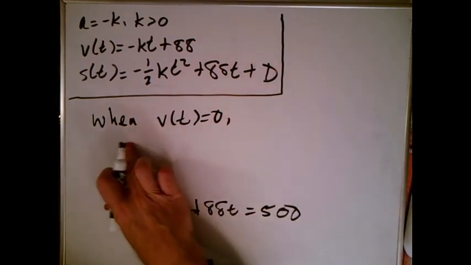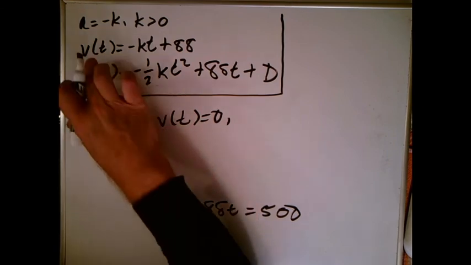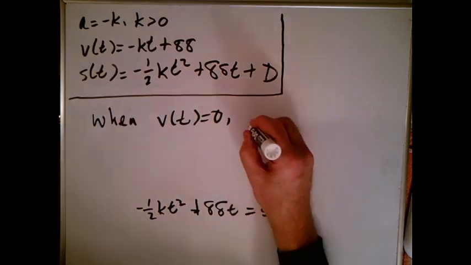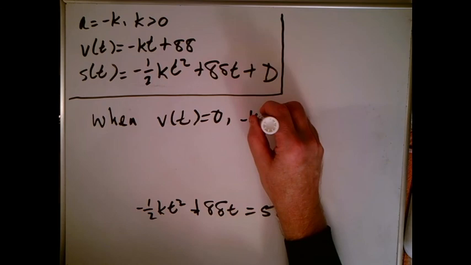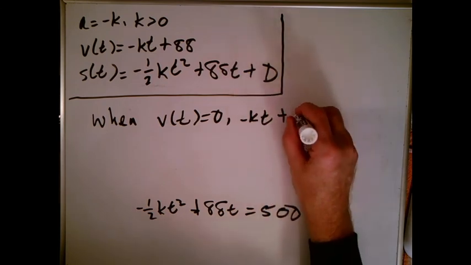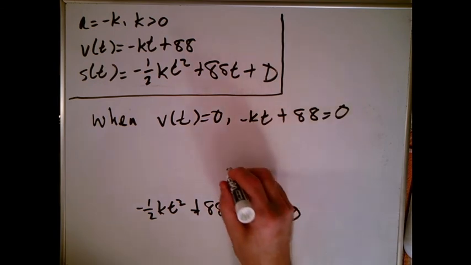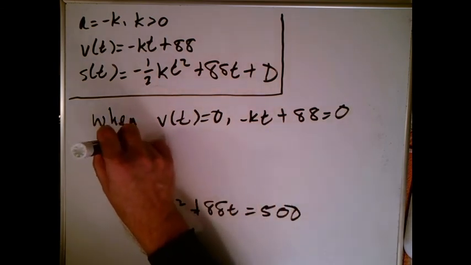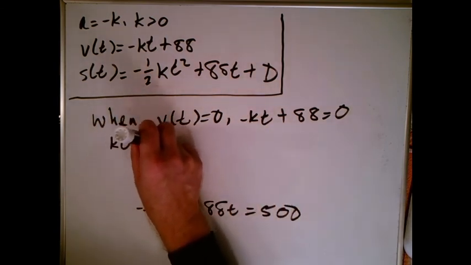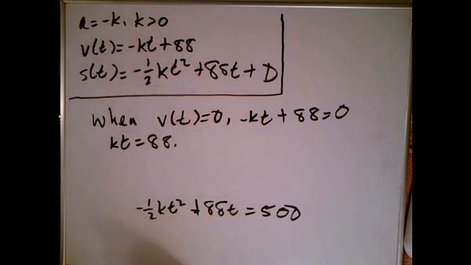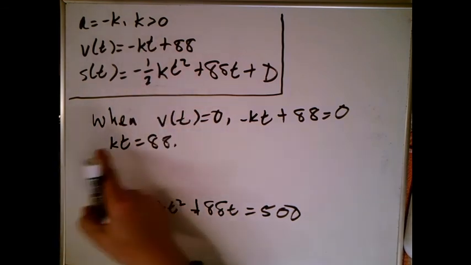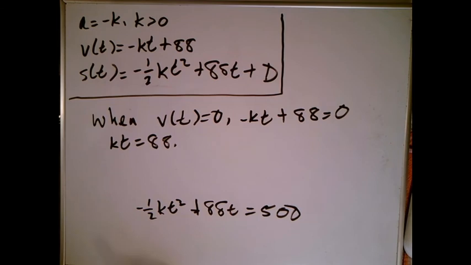Now, when v of t equals 0, we have a formula for v of t. This is the same thing as saying minus kt plus 88 equals 0. That's the same thing as saying kt equals 88. If I just wanted to do this in a straightforward fashion, I could solve this for k and plug into here. But I want to be as lazy as I possibly can. So this is what I'm going to do.